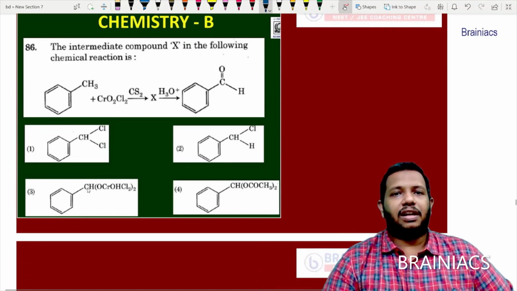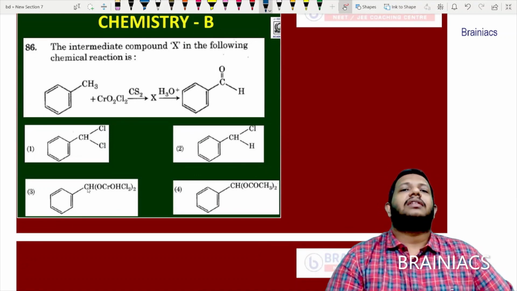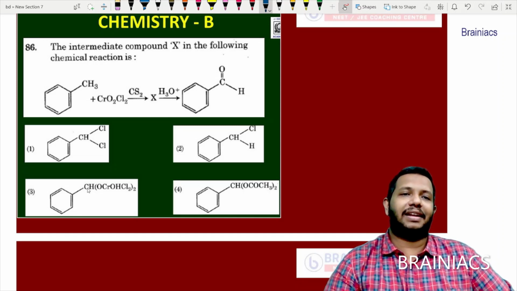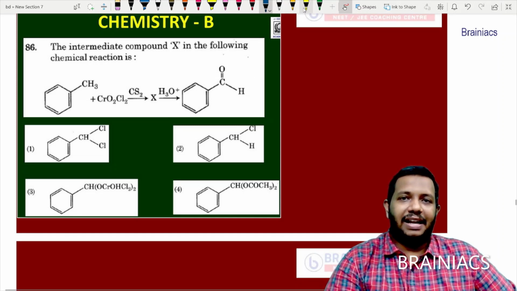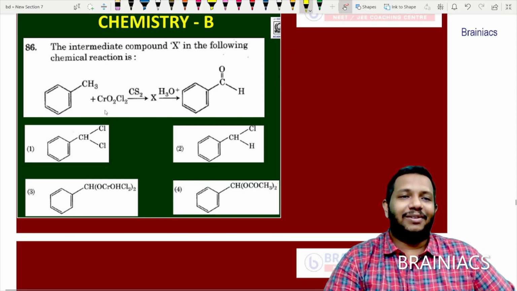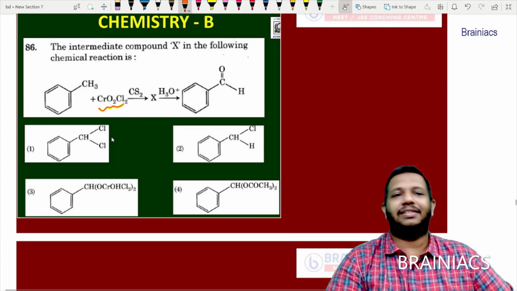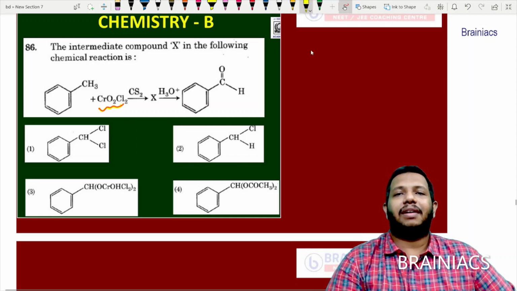Okay, so we are coming to the question number 86. The question here is the intermediate compound X in the following chemical reaction. So this is from the chapter aldehydes and ketones, and we know this chromyl chloride. On seeing the chromyl chloride itself, you can see what reaction is this one. This is nothing but our Étard reaction.